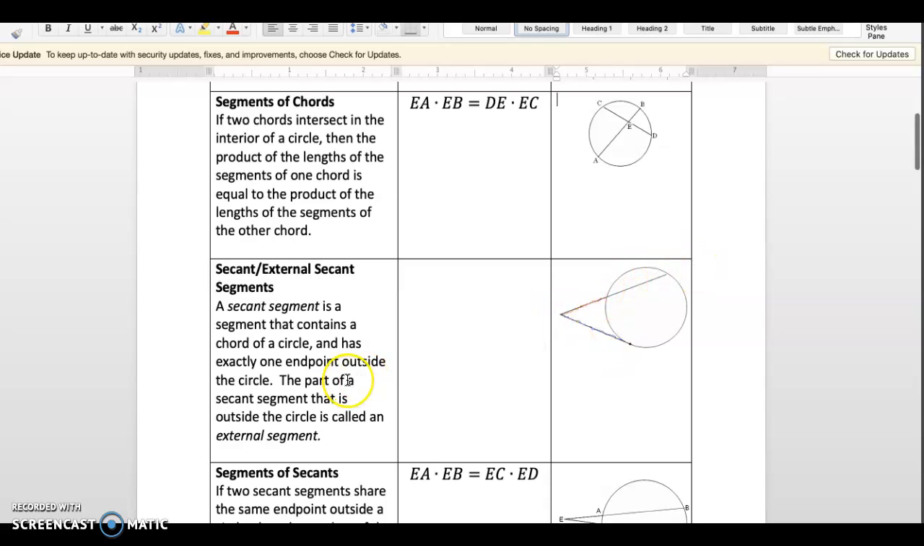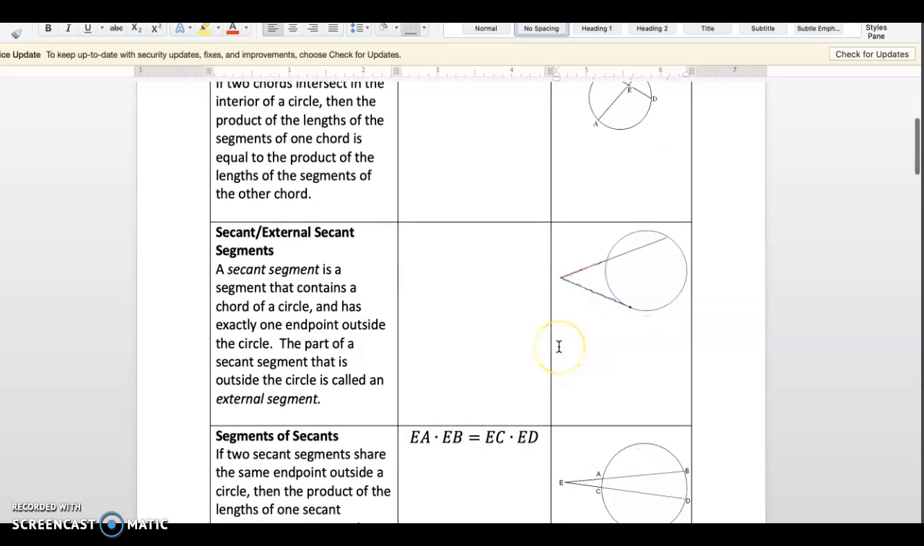Other types of lines that can intersect in a circle are secants. So if we remember, a secant runs through different parts of the circle, and a secant segment is a segment that contains a chord of the circle. So a chord of the circle would be this black and has exactly one endpoint outside of the circle. So this red scribble would be that, where that one point is outside of the circle. And the other part of the secant segment is outside of the circle, so this blue section here. Really what you are just looking for is images that look like this for the math.